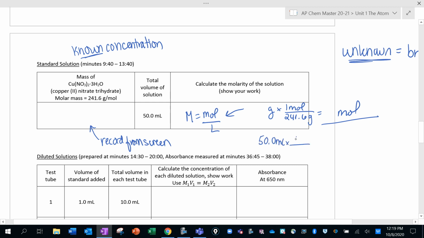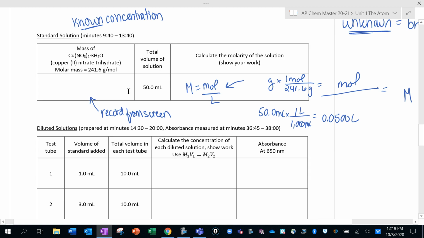So we need to know our metric conversion. 1 liter is 1,000 milliliters, so that's going to be 0.05 liters. You're going to calculate your moles using the molar mass, and divide by 0.05 liters. That is going to give you your answer in molarity. So that is tip number 1.